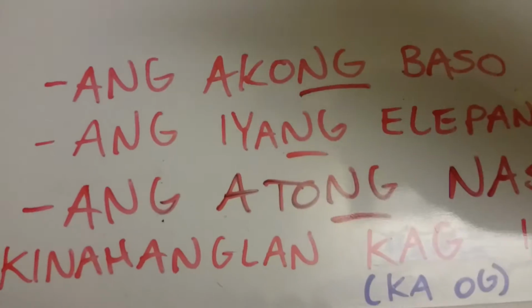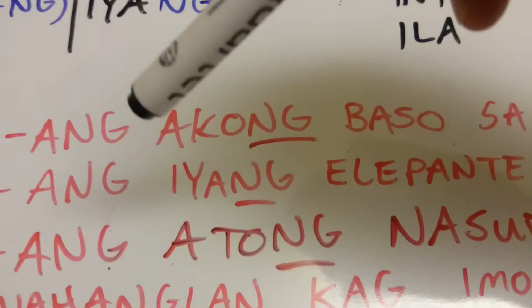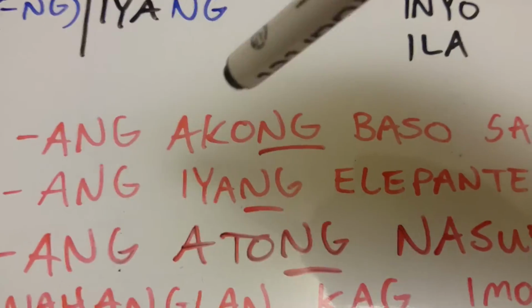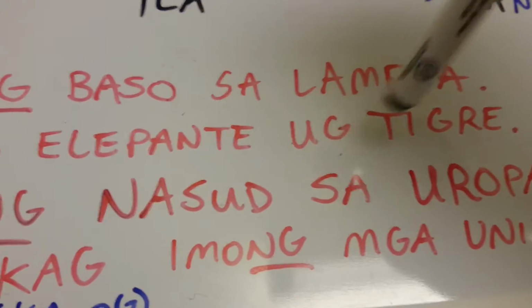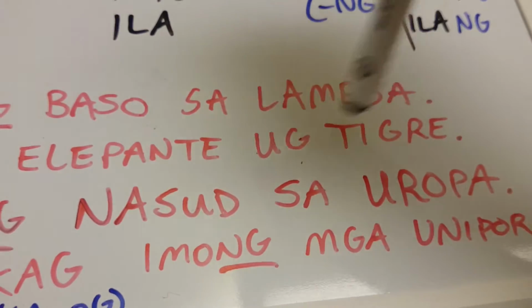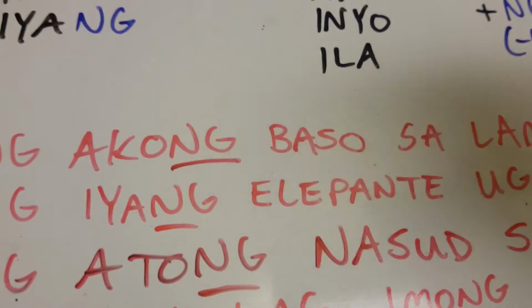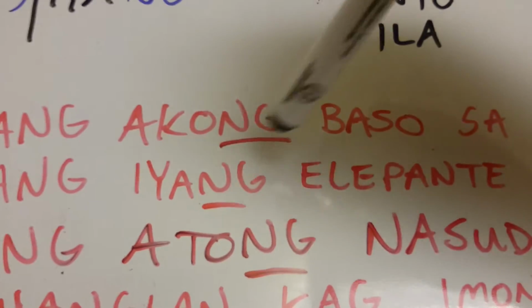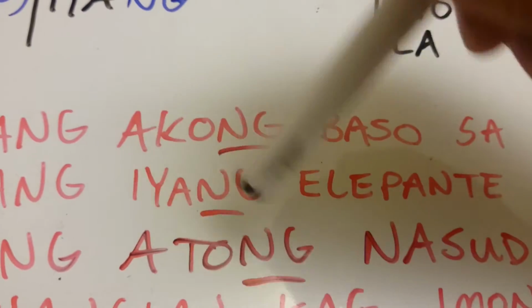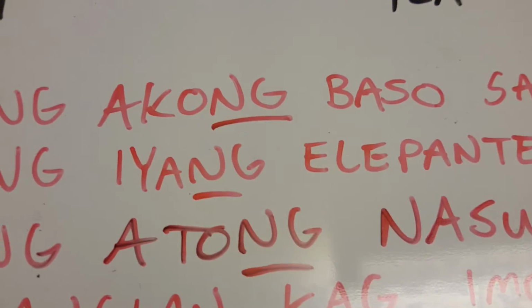And then the second sentence is ang iyang elefante ug tigre. So it's saying his or her elephant and tiger. Remember that ug that we talked about is that conjunction meaning and, not og. Don't get those confused. So we have our two nouns here being joined with this conjunction, and then our subject, the iyang, and then the two nouns. Again, the ng ligature connects this pronoun with whatever nouns we have.